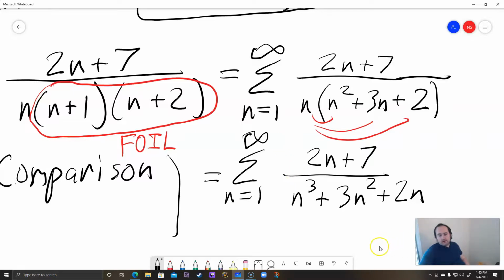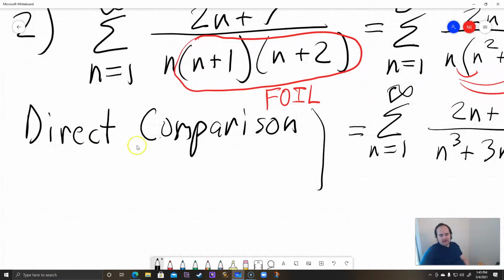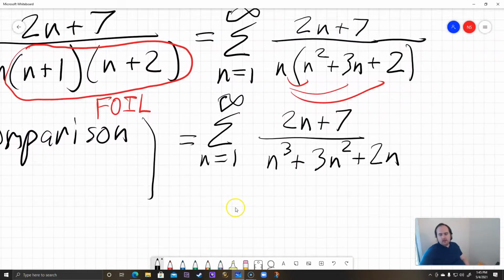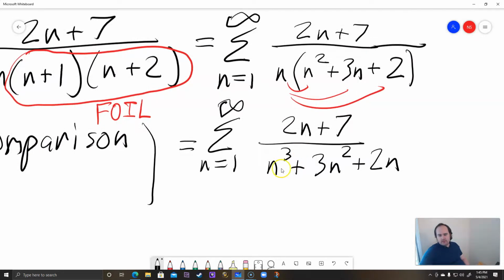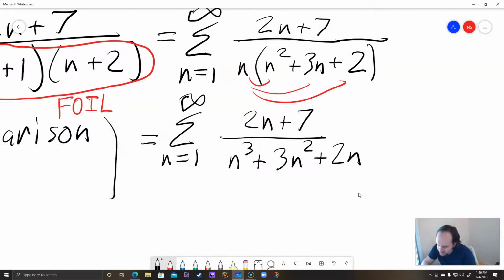And then there's a trick with this problem. The whole reason I'm doing this problem on the video is that there's a trick with it that a lot of people probably wouldn't think of. Before we actually do the direct comparison test, I'm noticing that every term on the bottom has an n, which means that if I divided the top and the bottom by n, I would get a much simpler expression. So I'm going to multiply the numerator and the denominator by 1 over n.